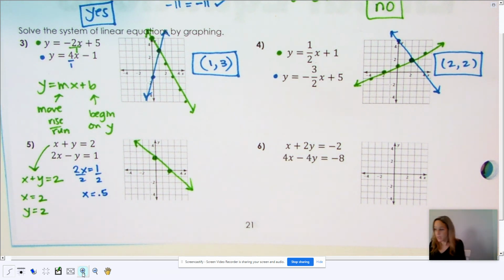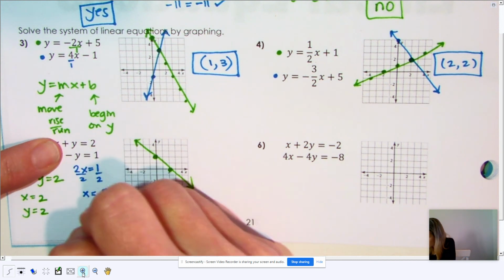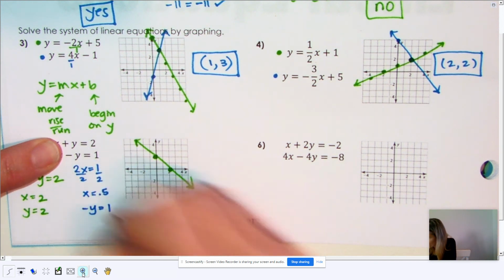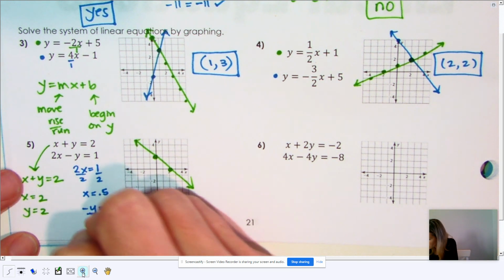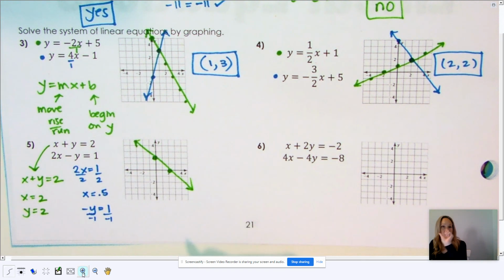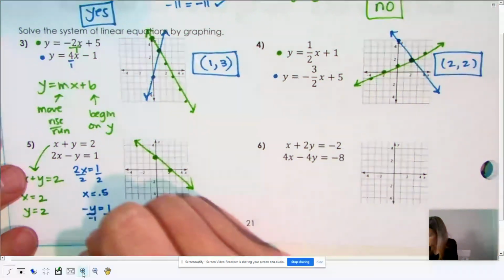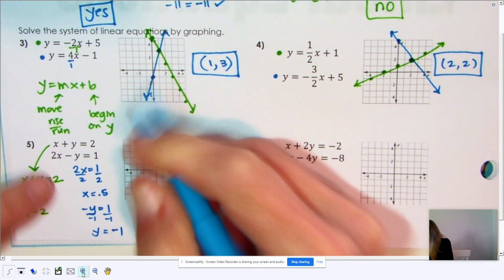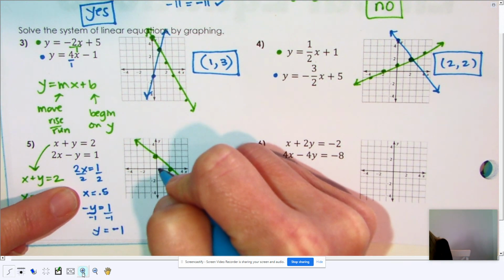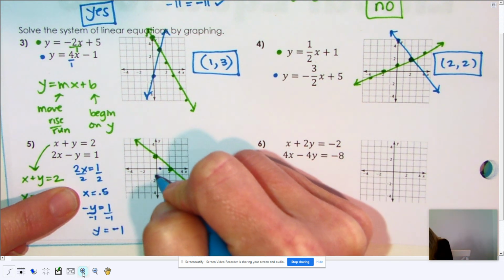Now I'm going to do the same thing for y, and here's where you guys need to be super careful. Okay, if I cover up that 2x, I get negative y equals 1. I can't leave it like that because the y isn't by itself yet. So I need to divide both sides by negative 1, or you could just switch the signs on both sides. So y equals negative 1. So I'm going to plot that x equals 0.5, y equals negative 1.